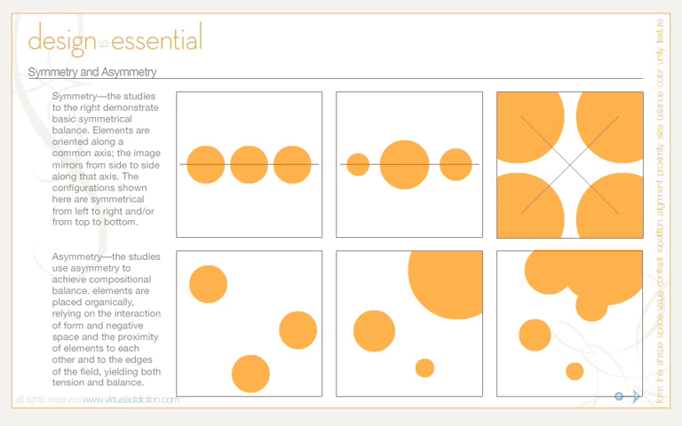Let's look at symmetry and asymmetry again. The studies to the right here demonstrate basic symmetrical balance. Elements are orientated along a common axis. The image mirrors from side to side along that axis. The configurations shown here are symmetrical from left to right and from top to bottom. Symmetrical balance is also called formal balance because a formula is used, a mirror image about a vertical axis. The result looks formal. It looks organized and orderly.